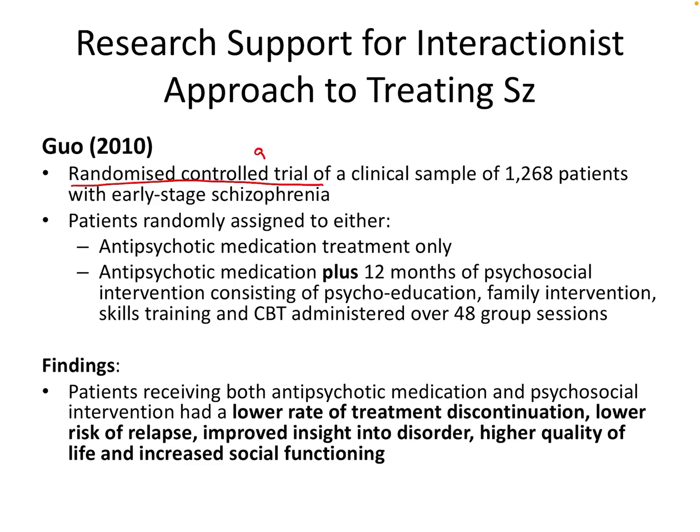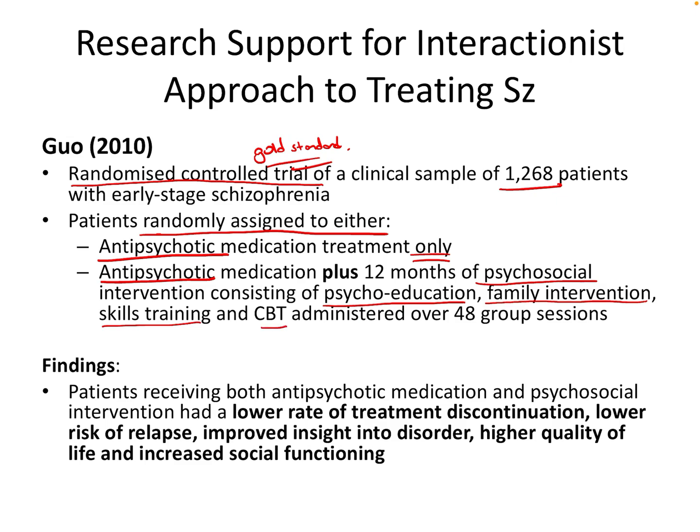And as we know, this is the gold standard for any research into psychological disorder and therapies for psychological disorder. So in this study, they're looking at a clinical sample of over 1,200 patients that had early stage schizophrenia. So typically looking at patients who have had their first psychotic episode. And patients were randomly assigned to either the antipsychotic medication only group or antipsychotics plus psychotherapy. So these psychotherapies consisted of psychoeducation, family intervention, skills training, and CBT. So here we're talking about just bio alone, and here we're talking about bio plus psychotherapies.